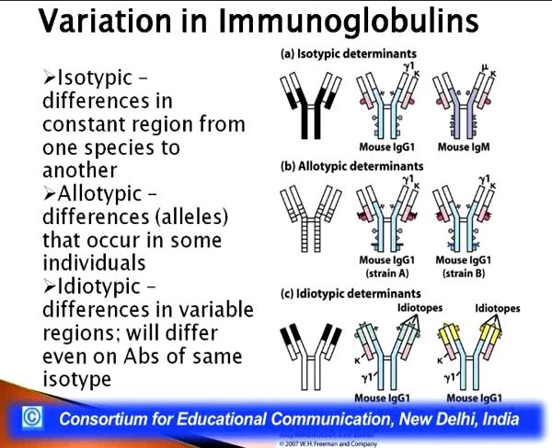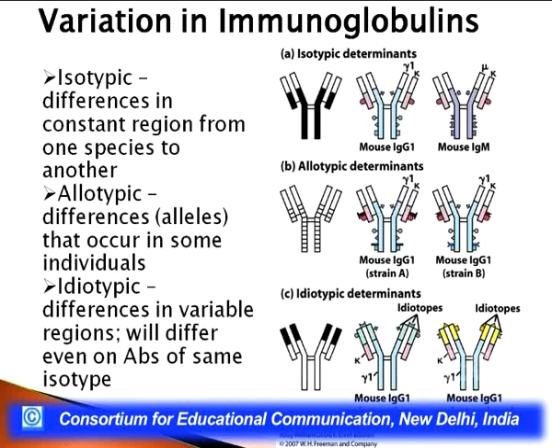So, allotypic variation can vary. Not every individual is going to have an allotypic variation. The last type of variation is called an idiotypic variation, where there are differences in the variable region. The variable region, we all know, the VL region or the VH region of light chain and heavy chain respectively, have high variation. They have hypervariable region.